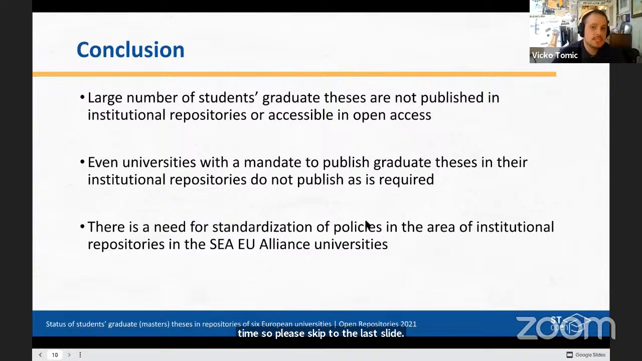So the main conclusion is that many students' graduate theses are not published in institutional repositories or accessible in open access, even in the universities with the mandate to publish them there. Thanks.